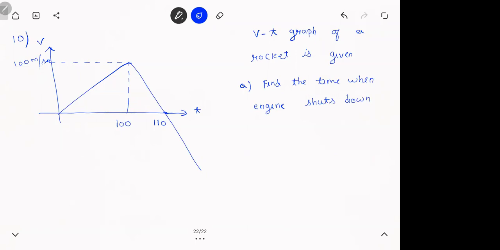Normally how does a rocket work? The engine is on for some time, then the engine shuts off. Then it will still fly and fall down. Remember, we did this kind of problem in 1D. A rocket starts with an acceleration of 2 meters per second square for 10 seconds, find the maximum height reached. So the question is, from the graph, you need to tell me when the engine got shut down. Second thing, find the acceleration before and after shutting down the engine. Each one is a question, right?